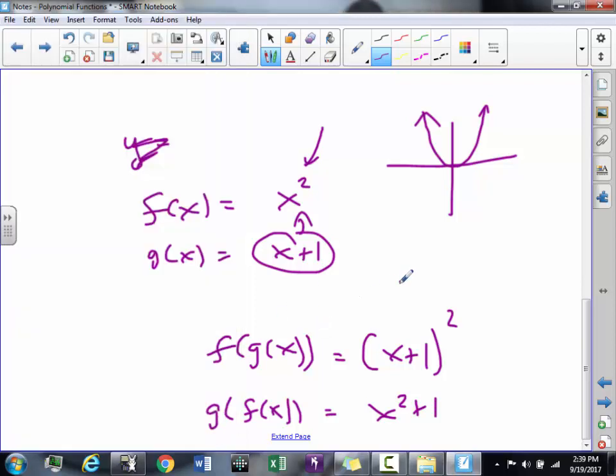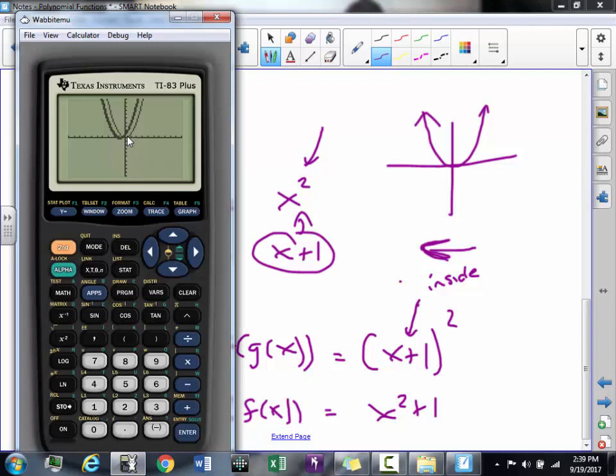Now, I want to point something out here. That was where I put an x plus 1 inside the function. X plus 1 is now inside my square function, and that caused it to move that way. How far did my graph move? Well, it looks like it moved 1 unit over. You get what I'm saying?